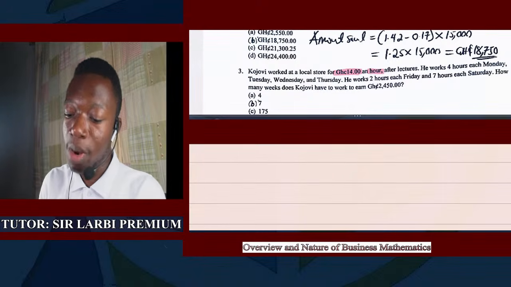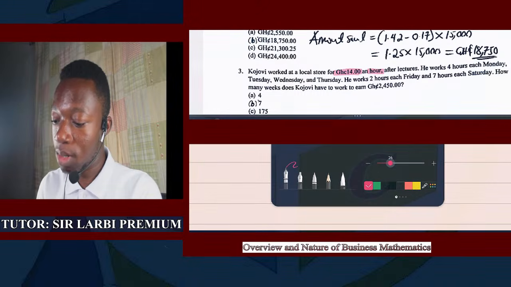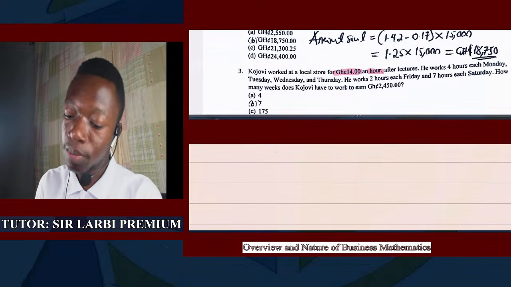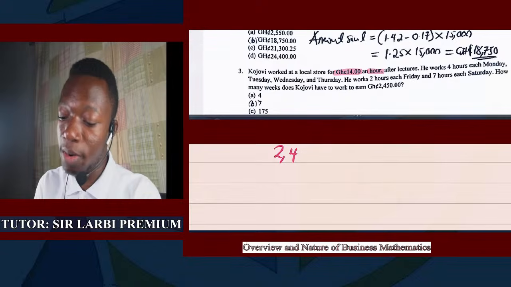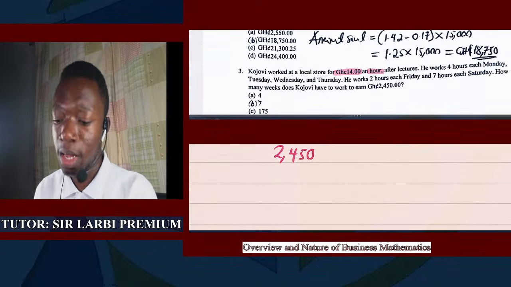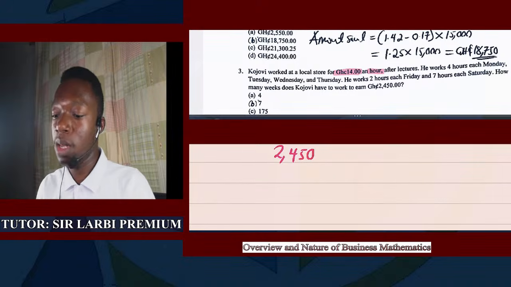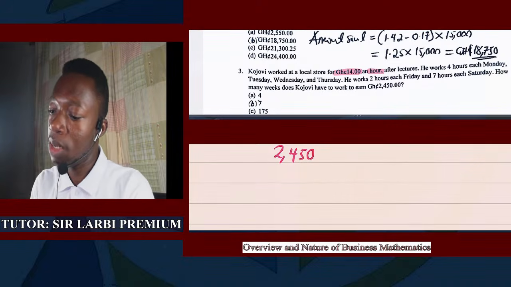So we have been given the amount, which is 2,450. And then we have been given the hours that he works during the week. So we can start.